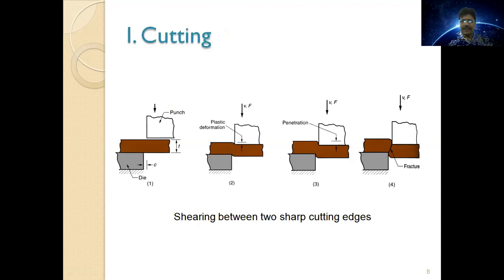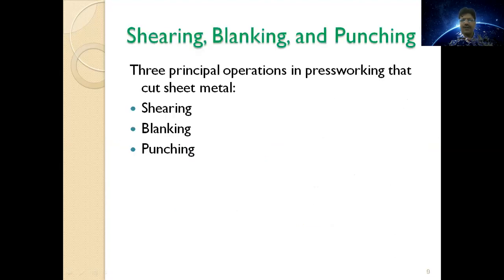Cutting, this is the detail of cutting. How do we cut? In cutting, the punch strikes the workpiece, and there is a very slight difference, a little gap, between the die and the punch. You can see that the punch will start fracturing the sheet, and the whole part will go down this way. So the complete sheet is cut into two parts, and this is known as cutting. Shearing, blanking and punching.